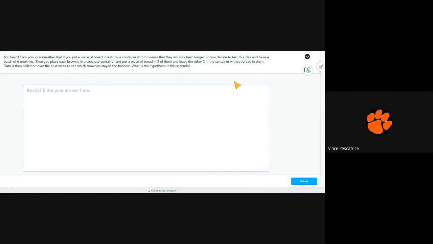So you heard from your grandmother that if you store a piece of bread in a storage container with some brownies, the brownies will stay fresh longer. So you decide to test this idea and bake a batch of 6 brownies. Then you place each brownie in a separate container and place a piece of bread in 3 of those containers and leave the other 3 containers without bread in them. Over the next week, you collect data to see which brownies stayed the freshest. So what is the hypothesis in this scenario?